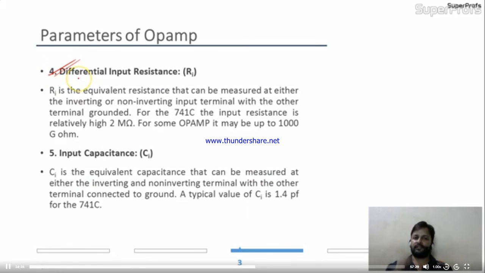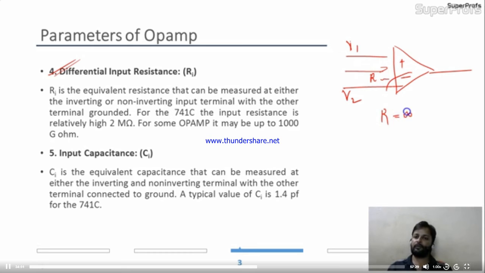Differential input resistance. What is the resistance you are getting at the input stage of the op-amp? This is V1, let's take V2, plus and minus. What is the resistance offered by this op-amp? We discussed earlier that the op-amp input resistance is very high, in mega ohms. So Ri is the equivalent resistance that can be measured at either the inverting or non-inverting input terminal with the other terminal grounded. Okay, generally it's 1000 giga ohms, very high.